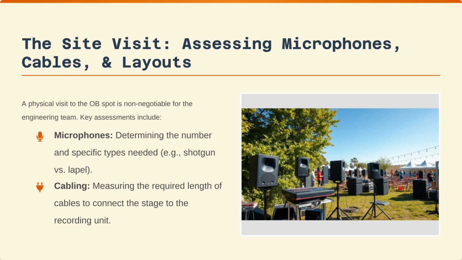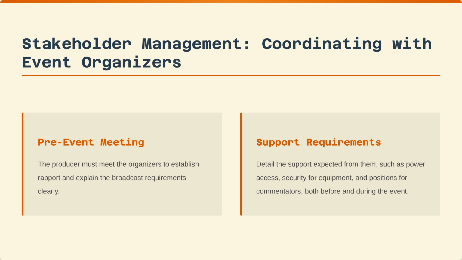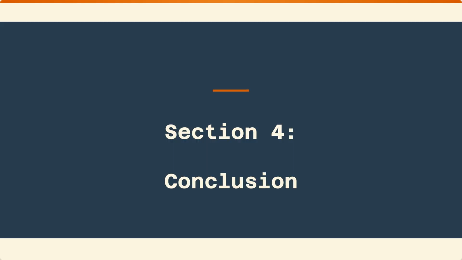A physical site visit is non-negotiable. The engineering team must assess the location to determine the number and type of microphones needed, and the required length of cabling. Stakeholder management is also essential. The producer must meet with event organizers to explain broadcast requirements and detail support needed, such as power access and security. Finally, we arrive at Section 4, Conclusion.